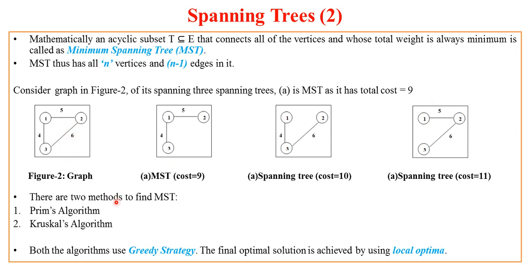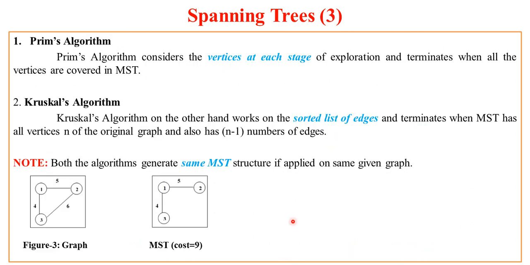Now, to find the minimum spanning tree out of the given graph G, for example this graph G, there are two algorithms, Prim's algorithm and Kruskal's algorithm. Both the algorithms use a greedy strategy. They work on the local optima, that is the node or edge under consideration at the local level, and this way it proceeds to get the optimal solution at the global optima.